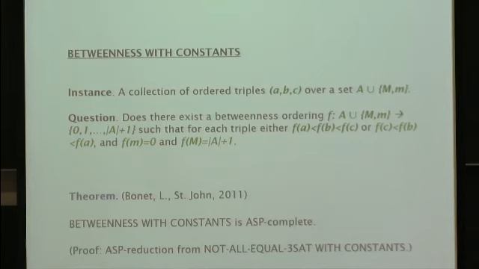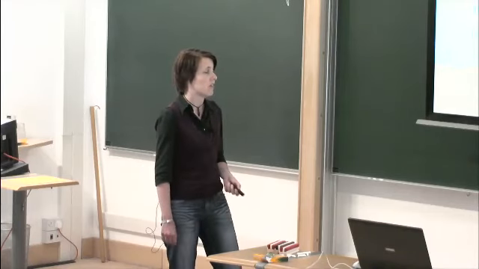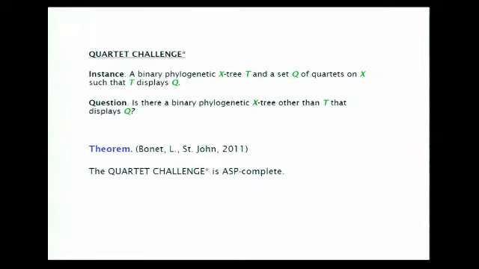So by using again an ASP reduction from the not-all-equal 3-SAT with constants, we could show that this problem is also ASP complete. And then the final step in our proof was to get an ASP reduction from the betweenness problem with constants to the quartet challenge star.